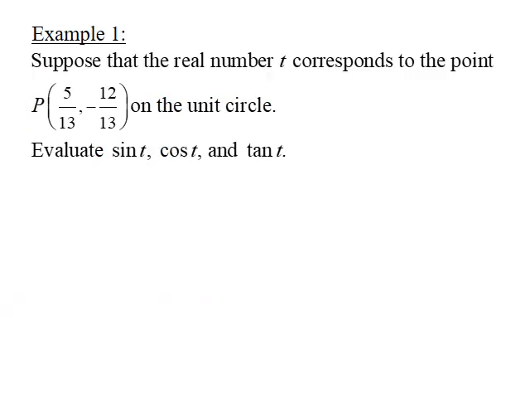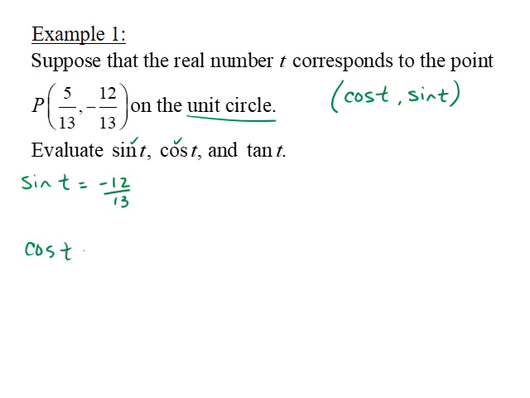Here's our first example. It says that we have this ordered pair on the unit circle. So this is the ordered pair that's given to us. It tells us it is on the unit circle. And we want to evaluate sine, cosine, and tangent. Well, recall that whatever value is in the x position is cosine, and whatever is in the y position is sine. So I know these 2 right away. I can say that sine of t is equal to -12/13. Cosine of t is 5/13 from the ordered pair.